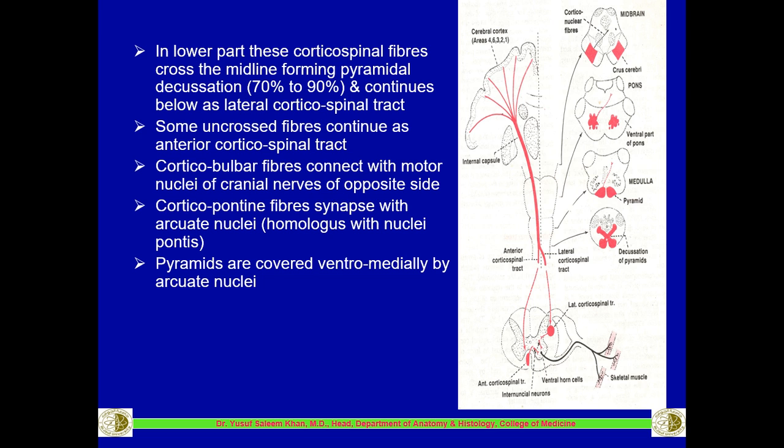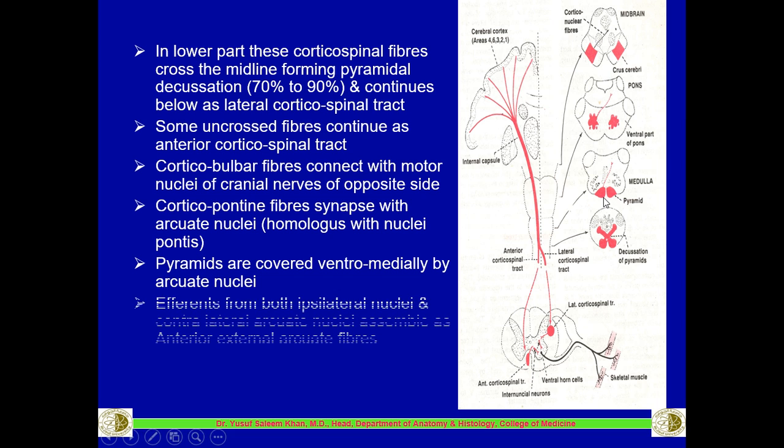And in the anteriormost part of the pyramid, there will be a few fibers which will form the arcuate nuclei, as well as the nuclei which are present here. These form the arcuate nuclei. These are nothing but the pontine nuclei which will be present in the most anterior part of the medulla oblongata also, and they form the arcuate nuclei.